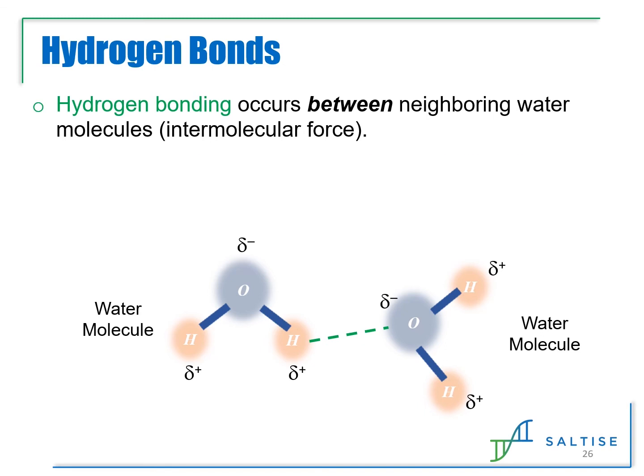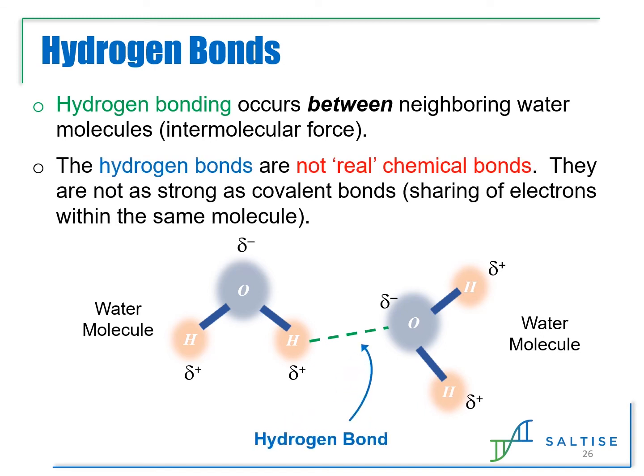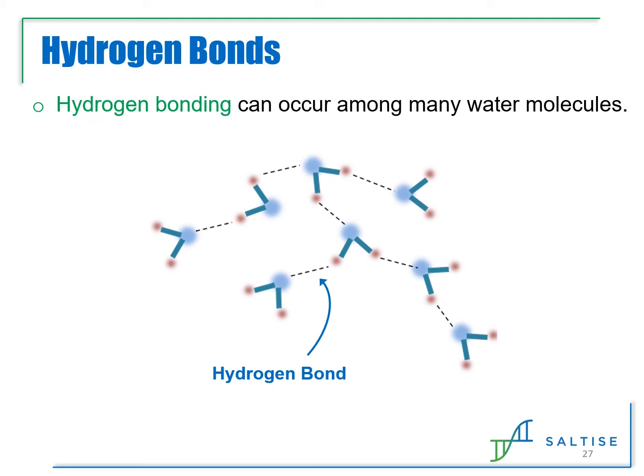The dashed green line represents a hydrogen bond. Although it is called a bond, they are not considered real chemical bonds, as they are not as strong as a covalent oxygen-hydrogen bond. Hydrogen bonding can occur among many water molecules. They are not just limited to pairs of molecules. One molecule can have multiple hydrogen bonds, forming large clusters. This water molecule here is hydrogen bonding to 3 other water molecules.